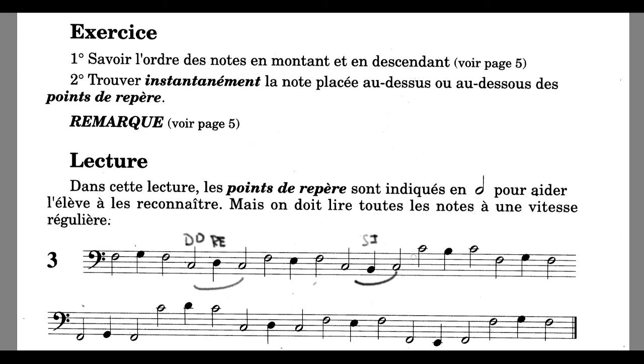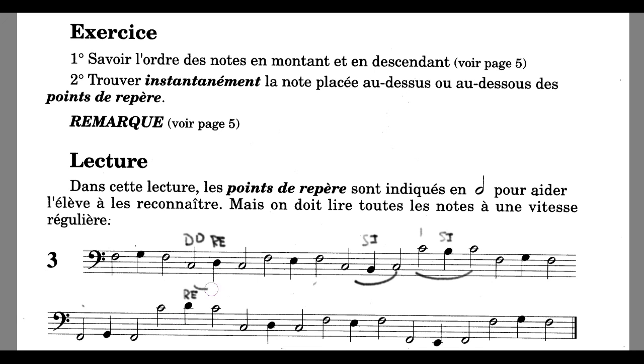We can do the same thing with the do that is on the ledger line above the bass clef. So we know that this is the do right here. Right below the do is going to be si. So in this trio of notes we have do, si, do, and then we have another do here, plus the note that is right above, which is re: do, re, do.